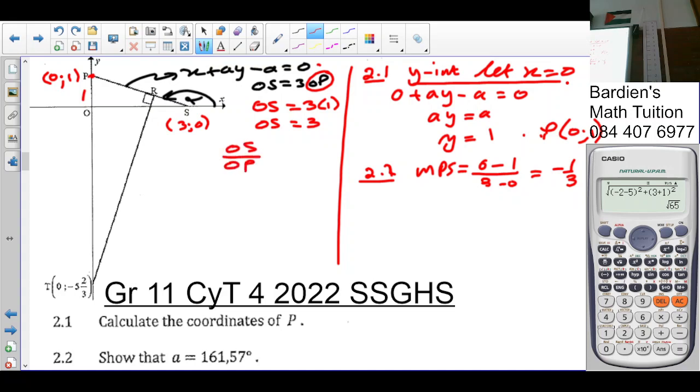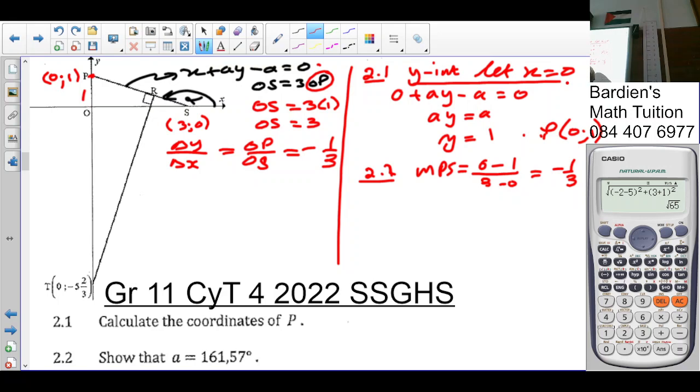Or I could have said OS over OP. No, it's actually OP over OS, the other way around. Why? Because that's change in y over change in x. That's your gradient. So change in y is going to be OP over OS, which is 1 over 3. But because it's negative, it's a negative gradient. So there were 2 ways to calculate your gradient.